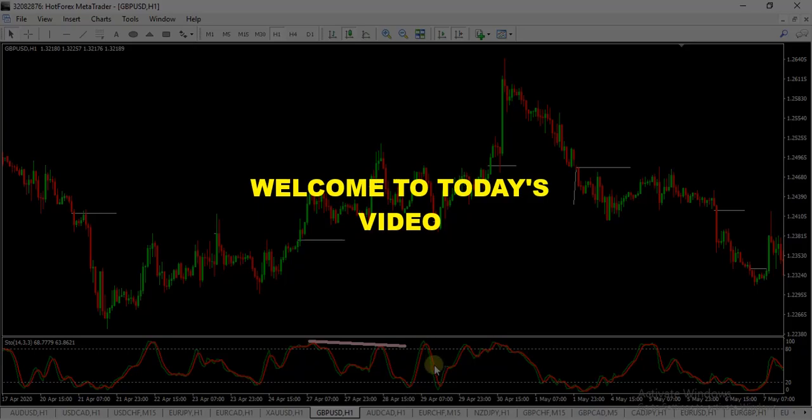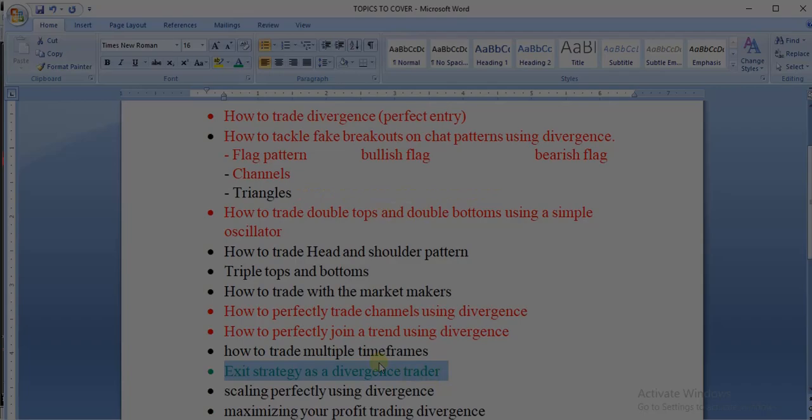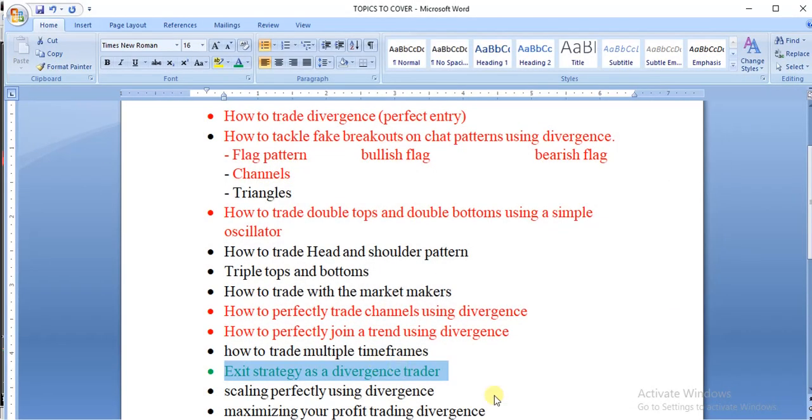Alright, today we're going to be talking about your exit strategy as a divergence trader, how to exit your market successfully as a divergence trader.